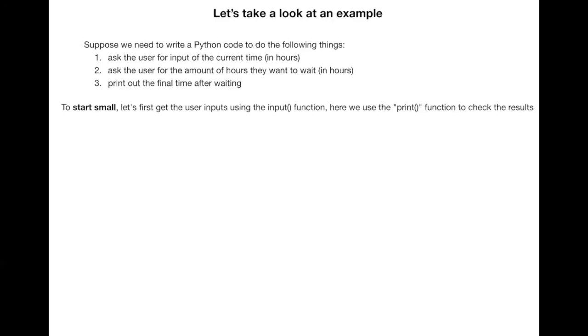Now let's take a look at a simple example. Suppose that we need to write a Python program to do the following three things. First, ask a user to input the current time in hours. Second, ask a user to input the amount of hours that they want to wait, also in hours. Third, print out the final time after waiting, which is quite straightforward. To start small, let's get the user inputs using the input function, which is the first task. Here, we use the print function to check the results.